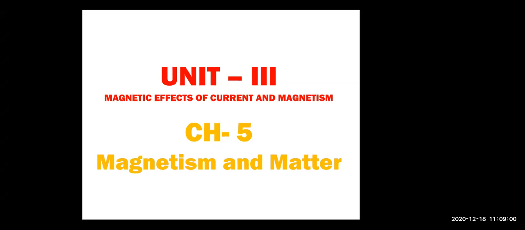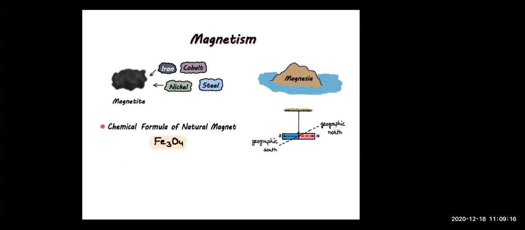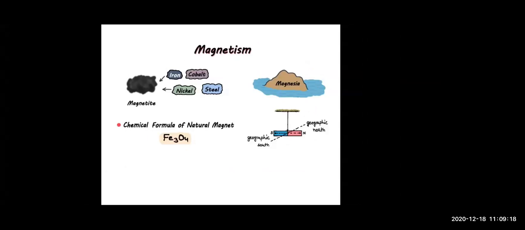Good morning, children. This is class 12th, unit number 3, magnetic effects of current and magnetism, chapter 5, magnetism and matter. So, let's start with magnet.